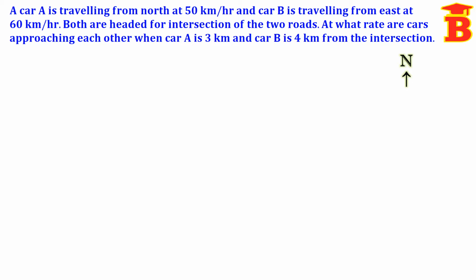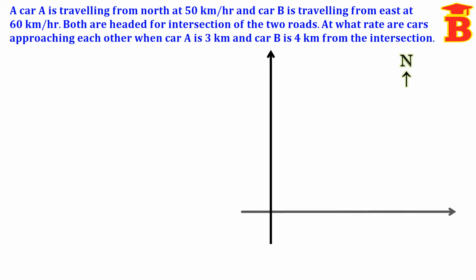Whenever we are given directions in questions, we have to take the north direction to be upwards. So in the diagram, we take north direction like this. So consider the first road and this is the second road. See the question, car A is traveling from north. So take car A here. This is traveling from north, so it is moving in this direction.